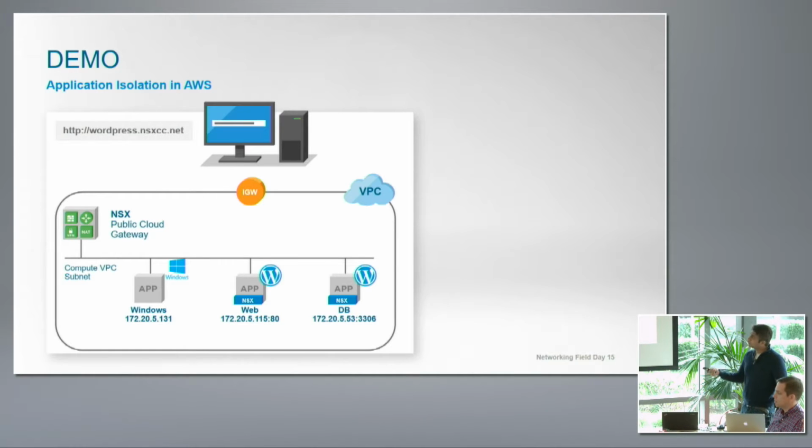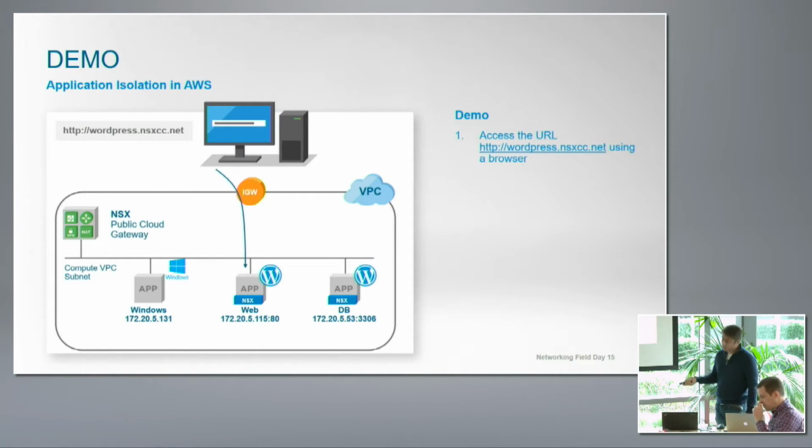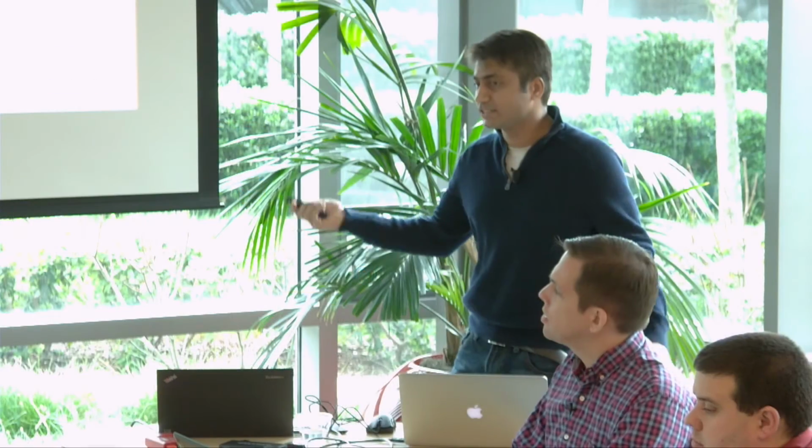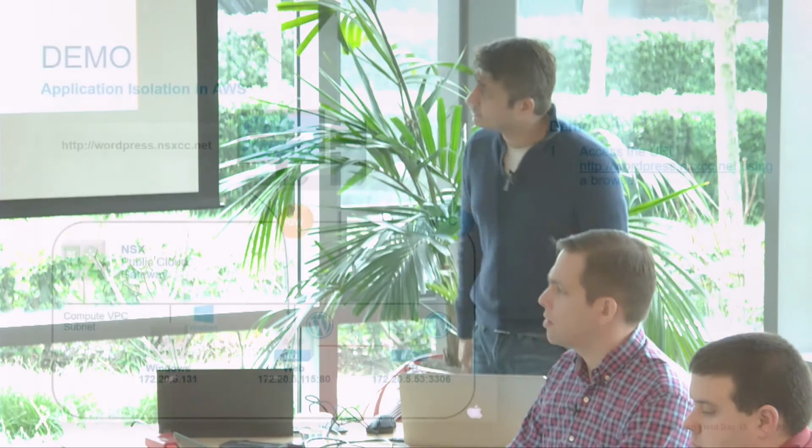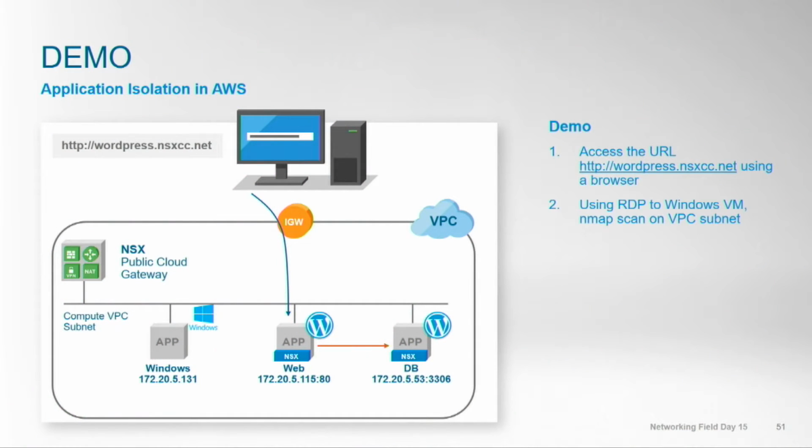So now what I'm going to do is access the URL in my browser, and you'll see that the application is running. It's just a plain WordPress application. Next I would RDP to this Windows box and do an Nmap scan, just to see that a neighboring application can really talk to this application and that it's unsecure.